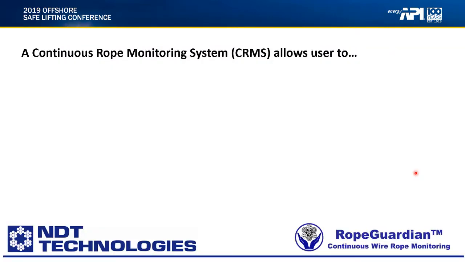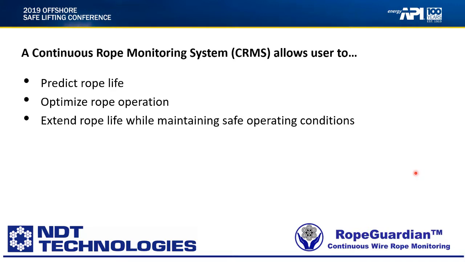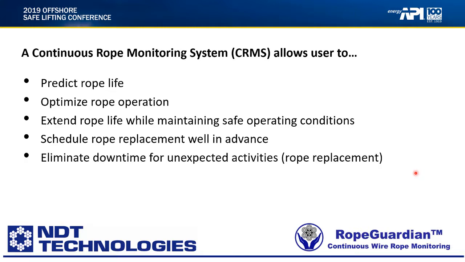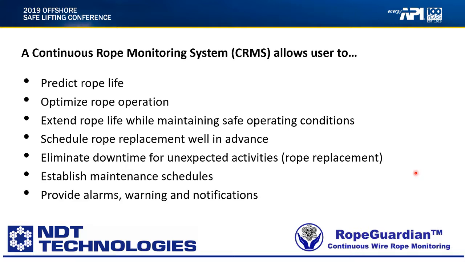A continuous rope monitoring system, or CRMS, allows the user to predict rope life, optimize the rope operation, extend rope life while maintaining safe operating conditions, schedule rope replacement well in advance, eliminate downtime for unexpected activities such as rope replacement, establish maintenance schedules, and finally, provide alarms, warnings, and notifications.